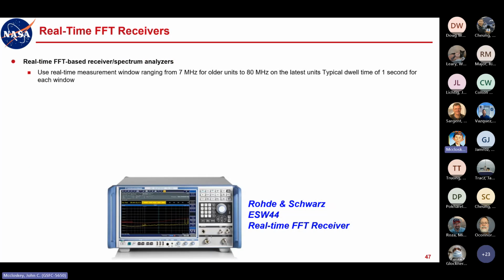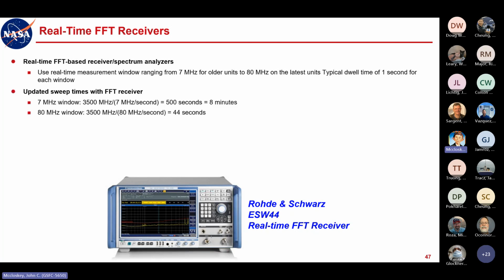They use a real-time measurement window ranging from 7 megahertz for older units to 80 megahertz on the latest units. This chart's a few years old now. They make some units that go at least to a gigahertz now. But they have a typical dwell time of about 1 second for each window. So with these types of units with a 7 megahertz window, you could do that 3.5 gigahertz wide span in about 8 minutes. Or with the 800 megahertz window, like on the Rohde & Schwarz ESW44 that we own, you can do that in about 44 seconds, so less than a minute.